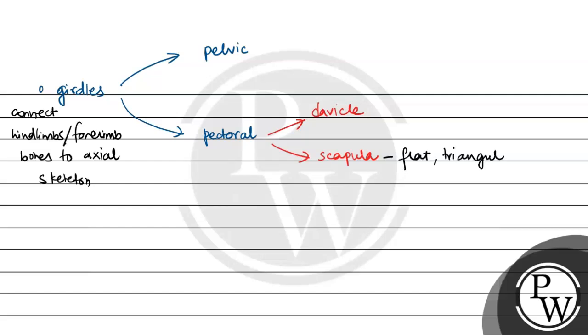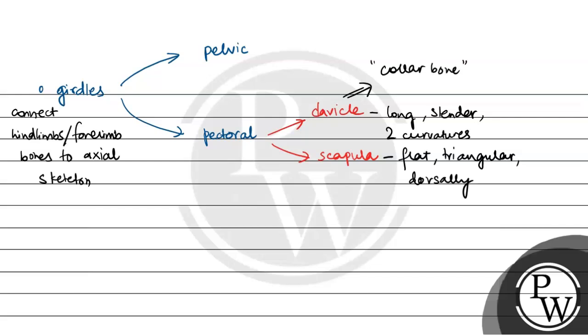Triangular in structure and present dorsally. Clavicle is a long, slender bone with 2 curvatures. इसको कॉलर बोन भी बोला जाता है. Consist of 2 coxal bones. The coxal bones are basically formed of ilium, ischium, and pubis.